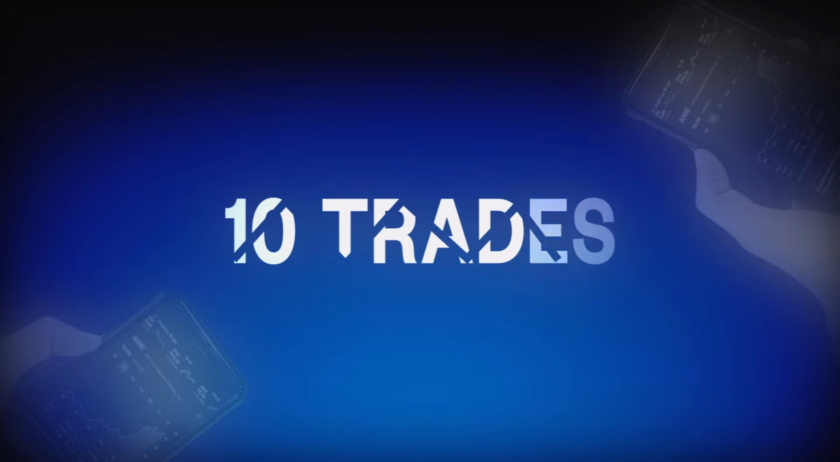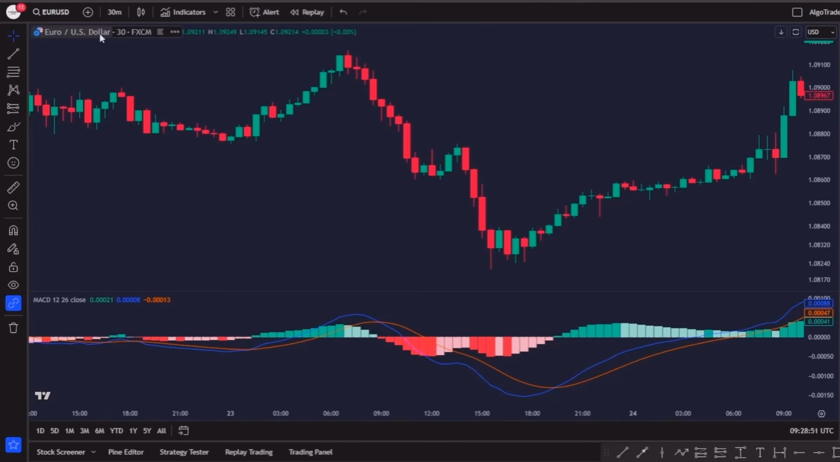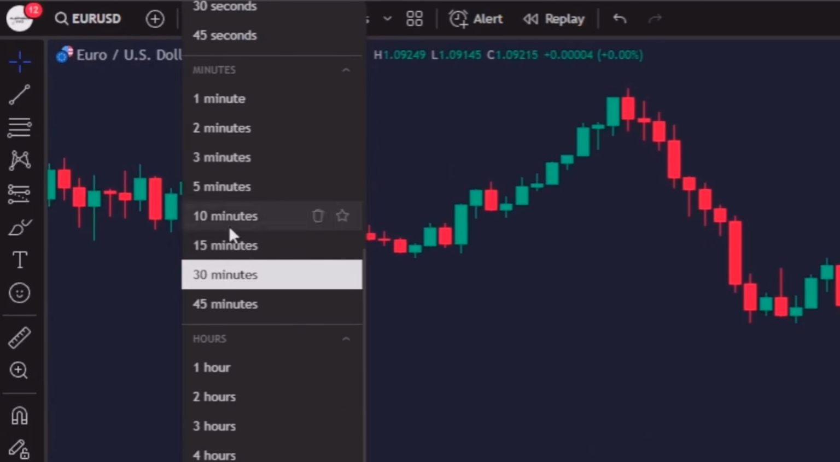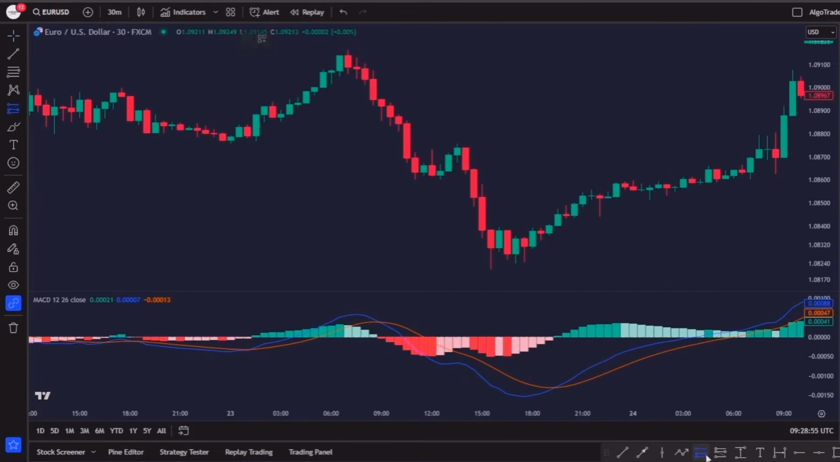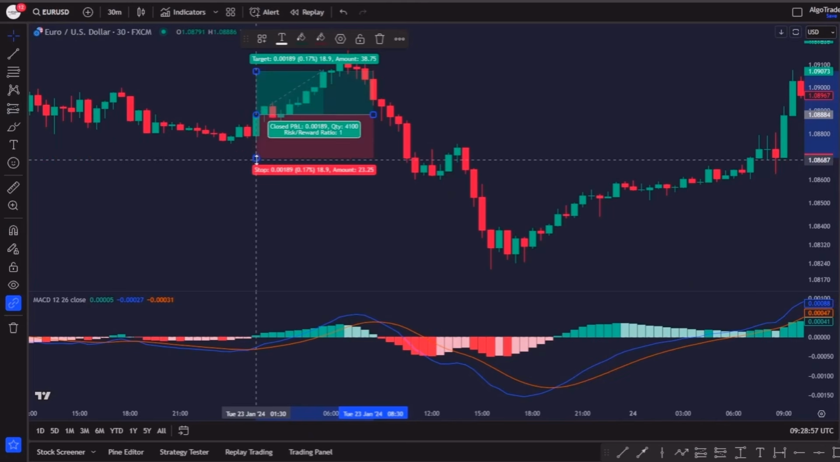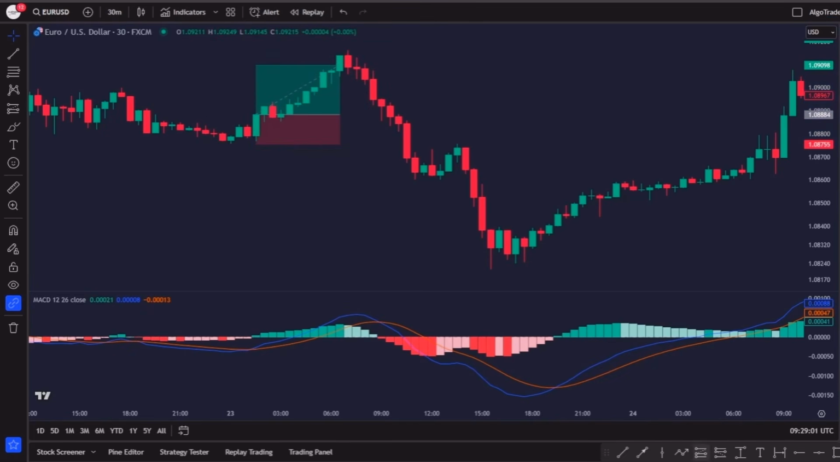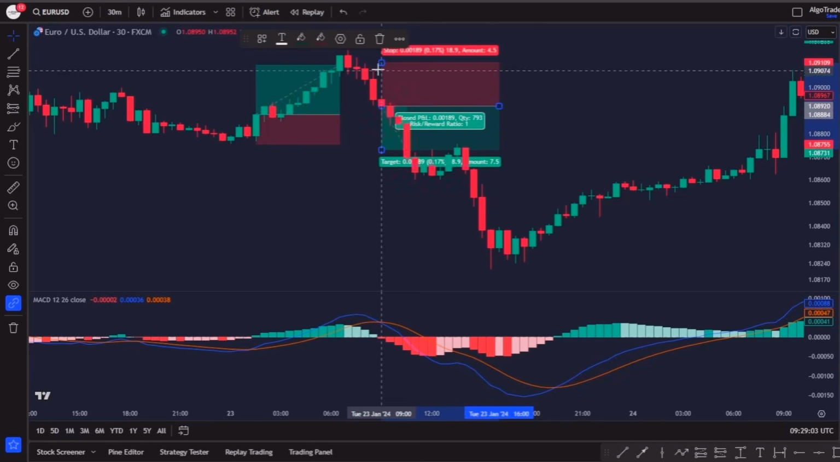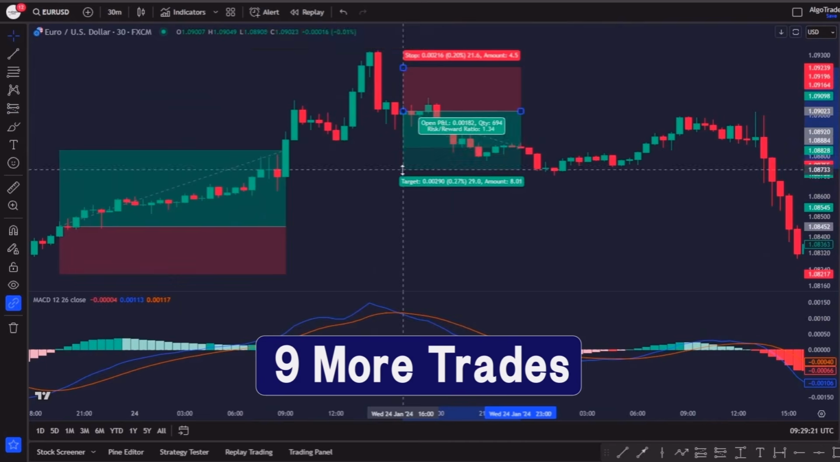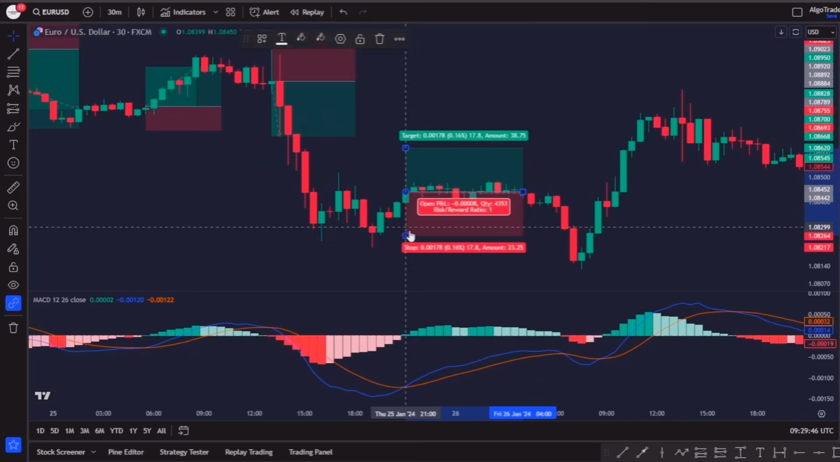Now let's move on to the first test, which is a very simple backtest with only 10 trades. For this, I will use the EUR/USD Forex pair on the 30-minute time frame. Since this is a short backtest, we are going to do it together manually. We will start from a random point, taking this signal as the first trade, and we will evaluate 9 more trades that happened after it.